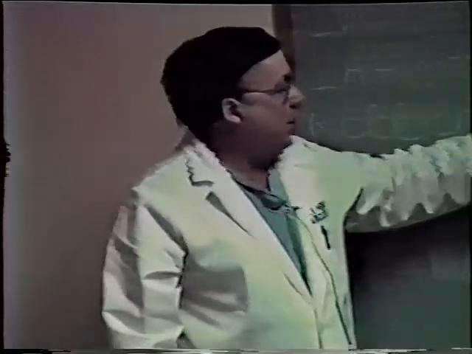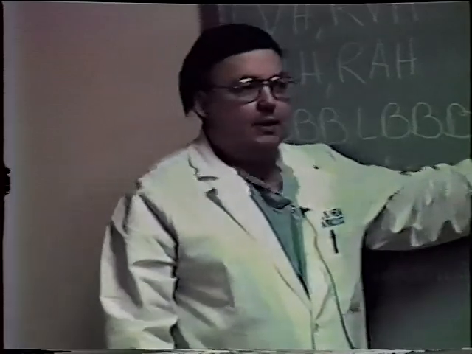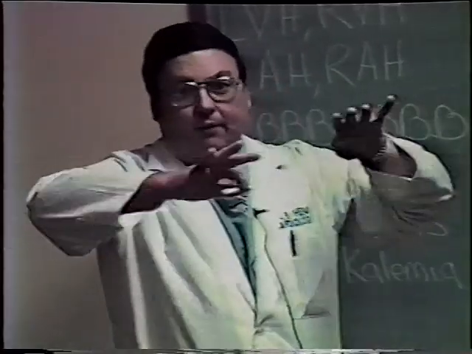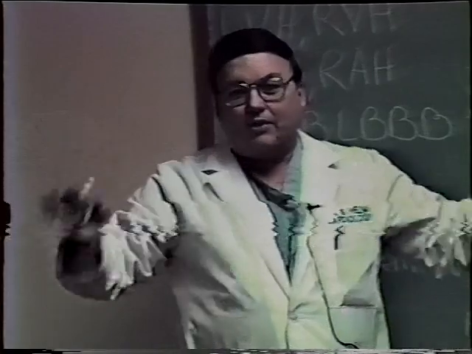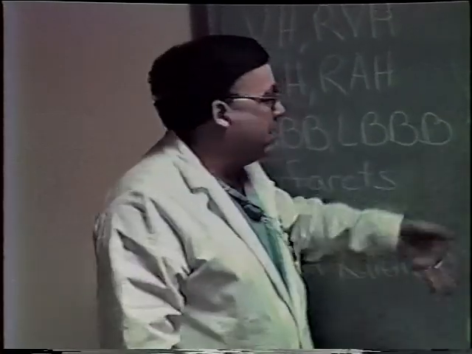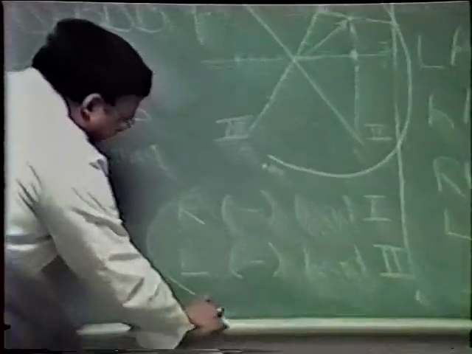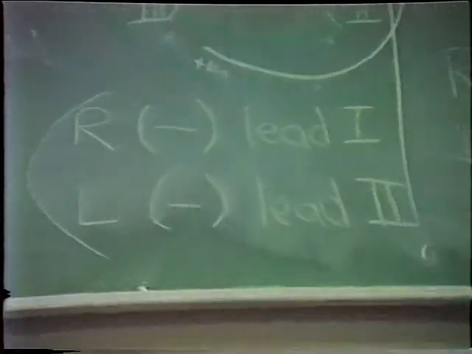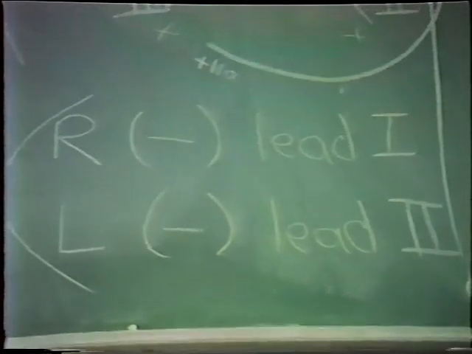Negative in lead 2, left axis. Negative in lead 1, right axis. If it doesn't fit, it's normal axis. It's just that simple. So you don't have to plot it out like I just did. It always works out that way. So that's how you can just tell what your axis is.